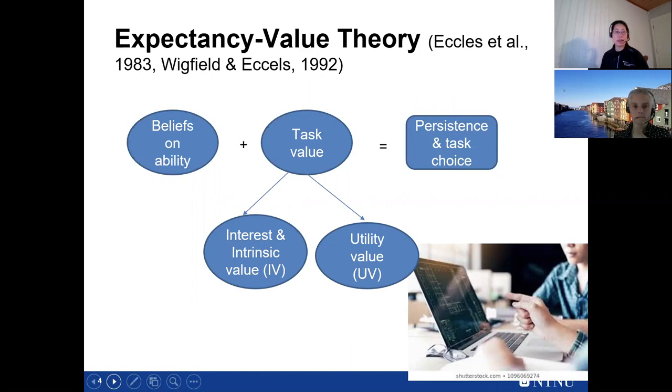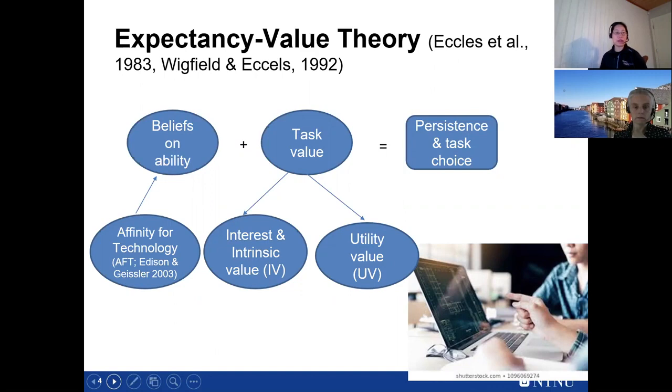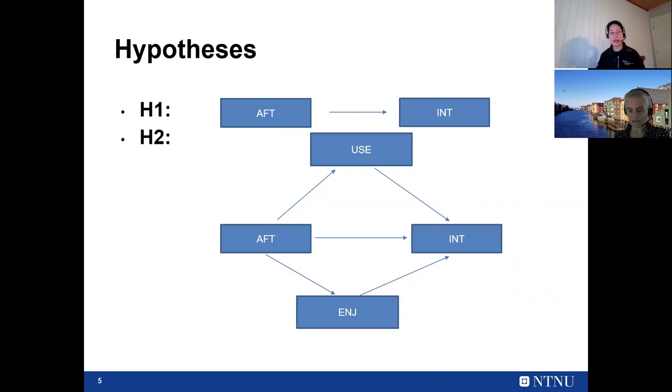And based on the expectancy value model, we have identified affinity for technology as an important component of beliefs on ability. Affinity for technology refers to the attitude people hold for general technology, including the beliefs in competence in using and learning new technologies. So based on the expectancy value theory, it can be argued that affinity for technology has a significant impact on students' learning intentions. So it suggests the first hypothesis here, that is, there is a linear relationship between affinity for technology and learning intention. In other words, higher affinity for technology leads to higher learning intentions.